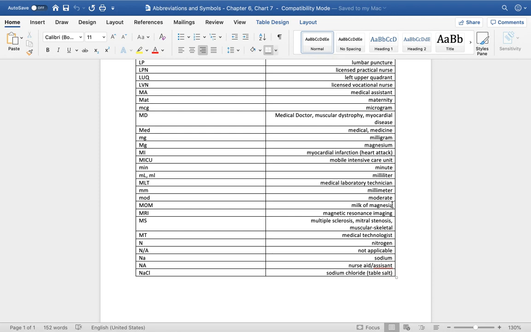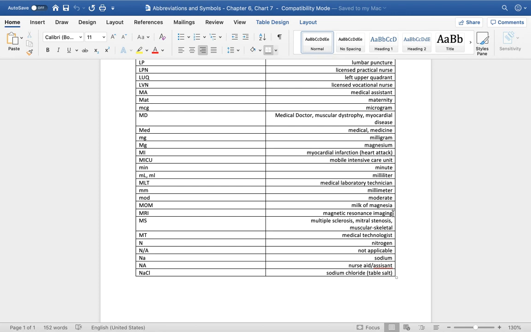MOM, this is not mom like your birthing mother. This is milk of magnesia. Ultimately, it's an ingestible form of magnesium. We generally take milk of magnesia to help soothe our GI muscles, to help us use the bathroom, kind of almost like a laxative, or to soothe upset stomachs if it's caused by a dysfunction of the GI muscles.